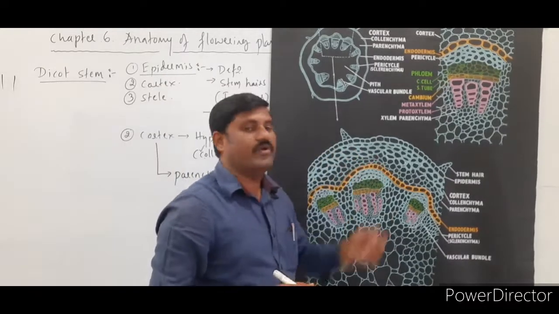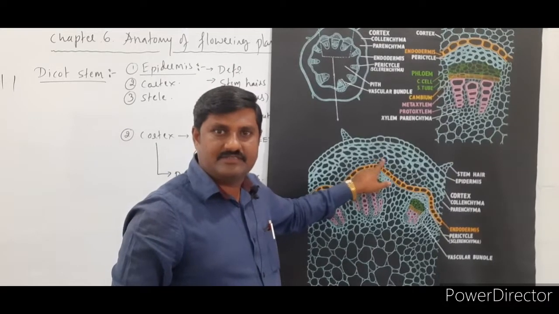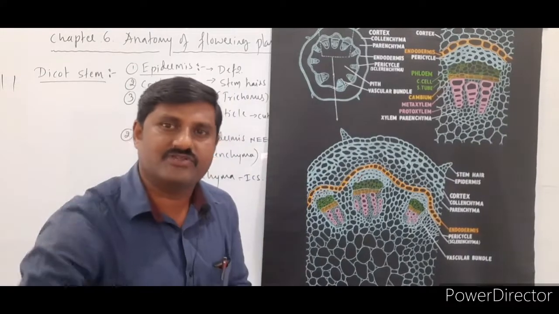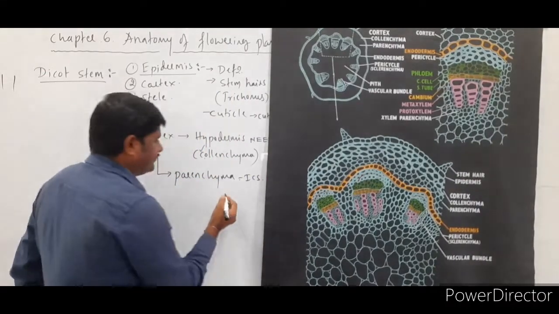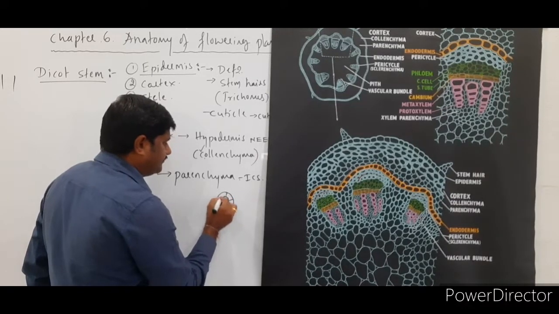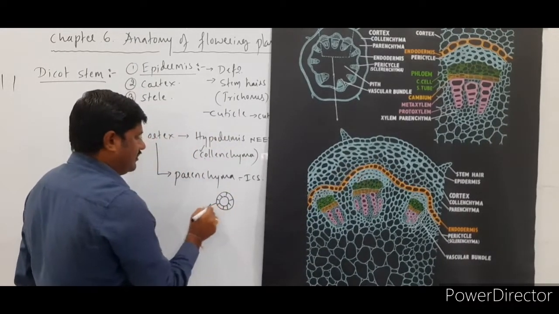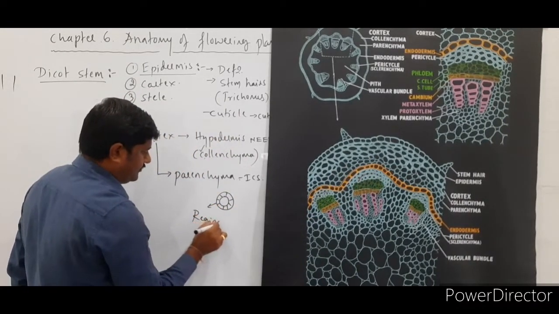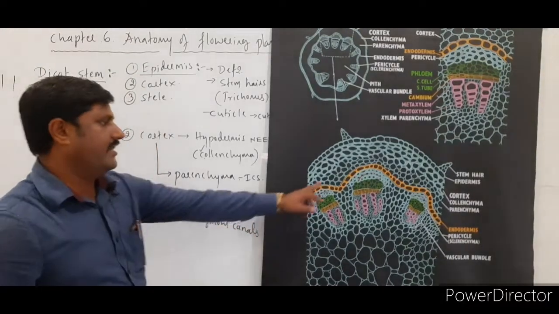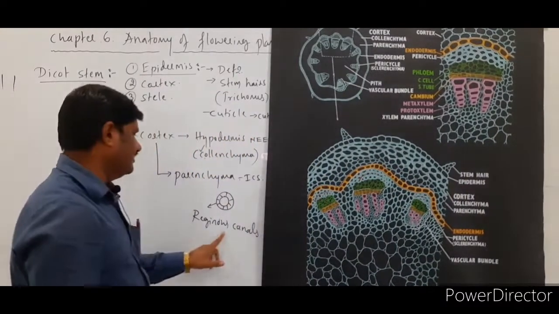One more point to be noted here: sometimes these parenchyma cells are interrupted by some canals called resinous canals. See here, this kind of resinous canals that you find in between these parenchyma cells. These are called resinous canals, right? So these parenchyma cells are sometimes interrupted by the presence of resinous canals.